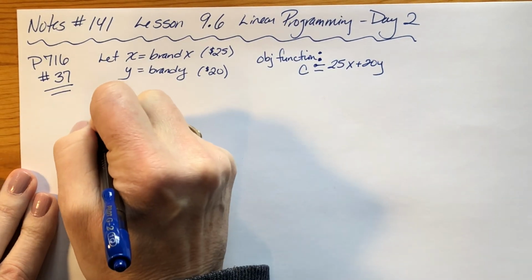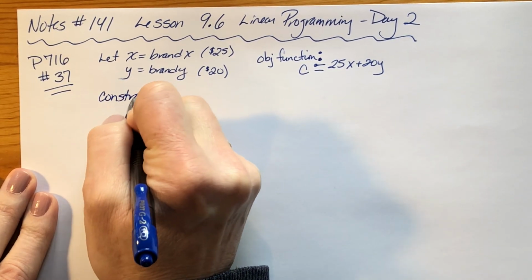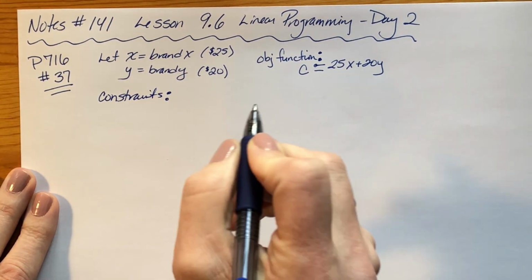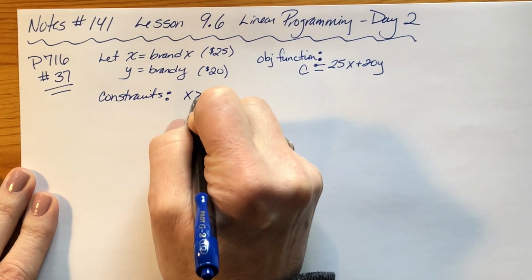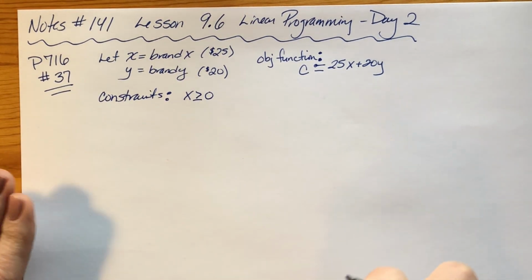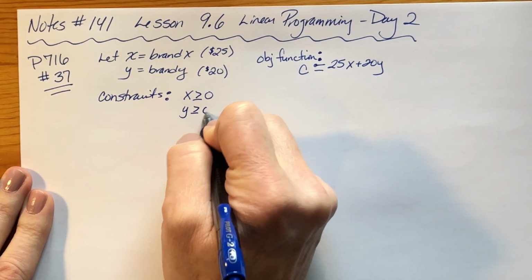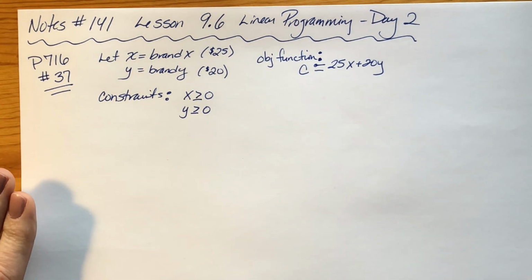I'm going to set up my constraints. The first thing I need to do is buy bags of X, so I need to buy a positive number of them, or 0. So I'm going to say X is greater than or equal to 0. And I'm going to say Y is greater than or equal to 0. Okay, so I've got 2 constraints already.